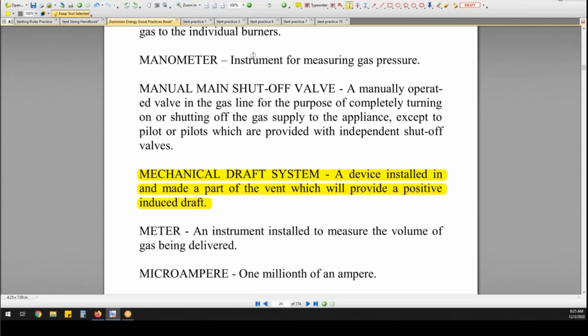So instead of having to go up through the roof, and that is also a mechanical draft. So again, a device installed and made part of the vent, which will provide a positive induced draft, okay? So a lot of guys confuse this with direct vent, okay? So let's go to the next question.